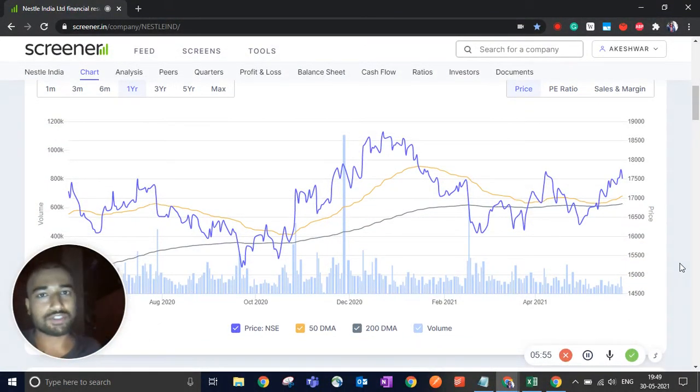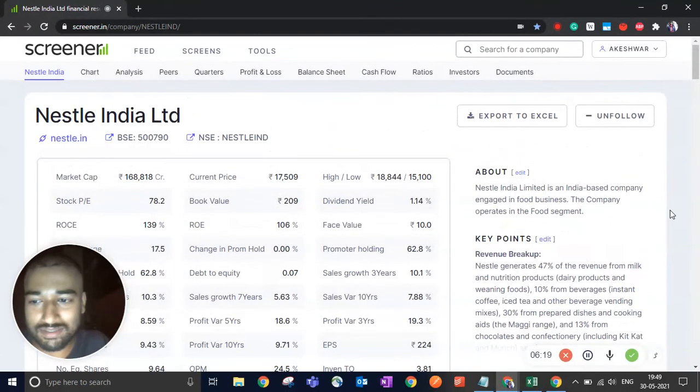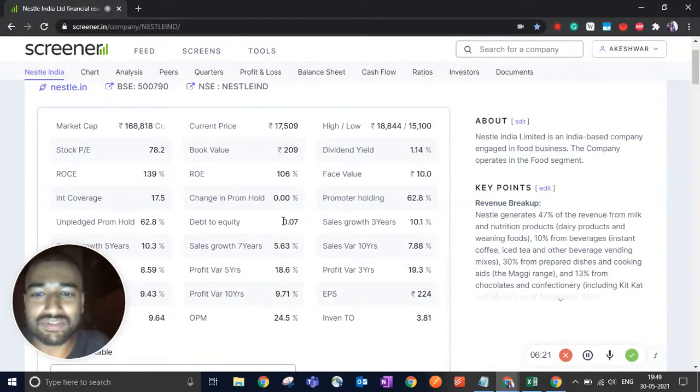Now, coming to the question, when should you look into the ROE and when should you look into ROCE? So you should be looking at ROE when there is little to no debt on the company, right? And you should be looking at ROCE when the company has a decent amount of debt. How will you determine it? Just look at the debt to equity ratio.